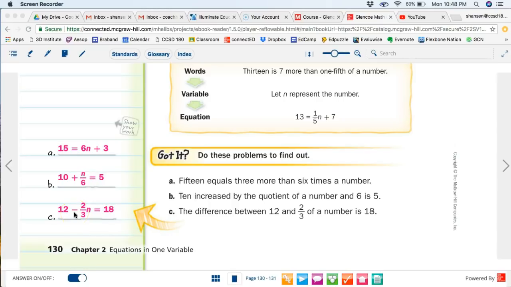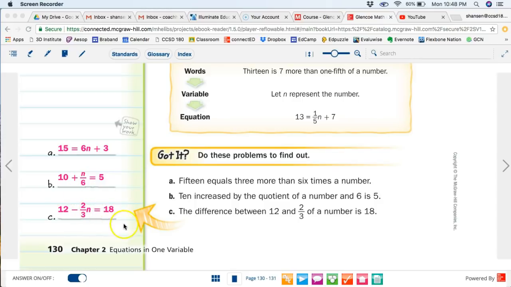And then lastly, with letter C, the difference between 12 and 2/3 of a number. So difference means subtraction. 12 and 2/3 of a number are the values that I'm looking for. Order is important, which means 12 came first, I should use that first. 2/3 of a number came second, I should use that second. So it is 12 minus 2/3 n is 18.